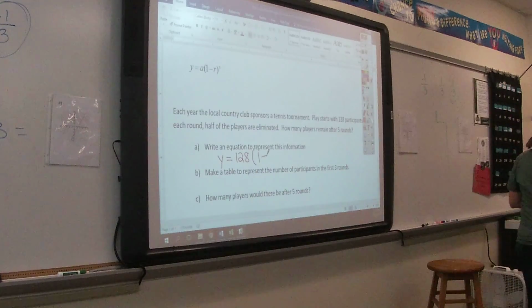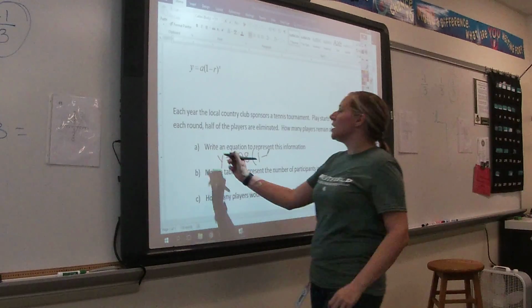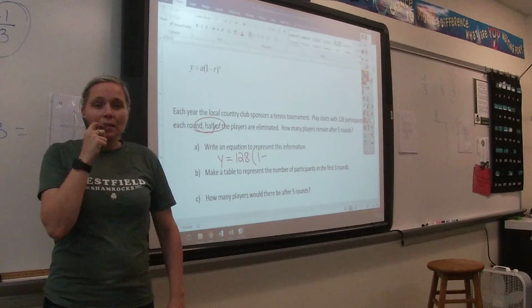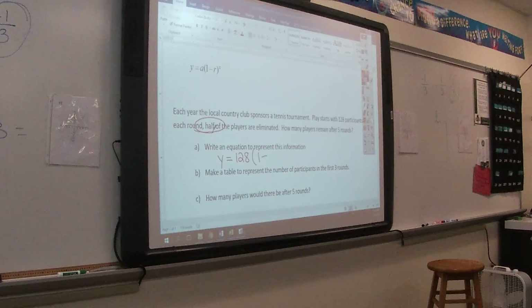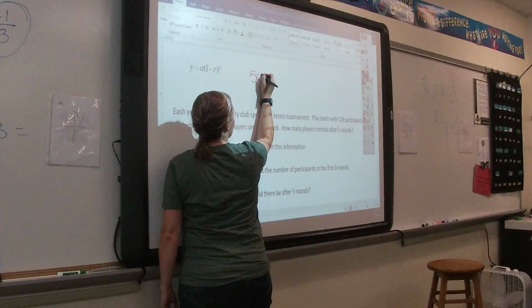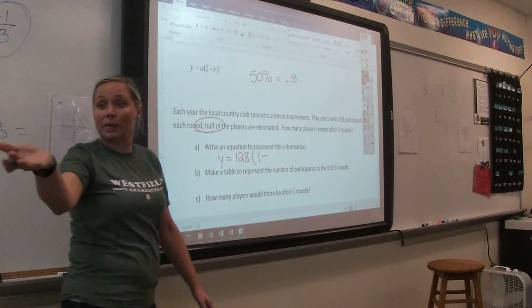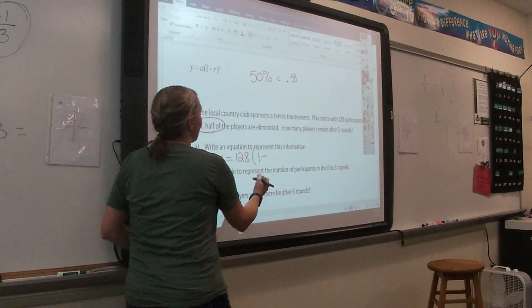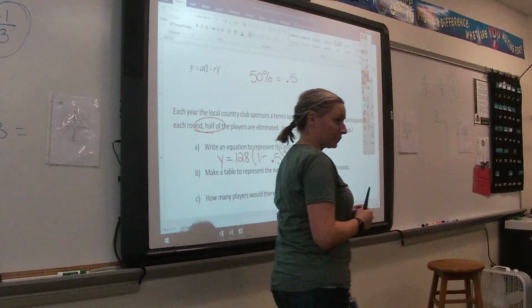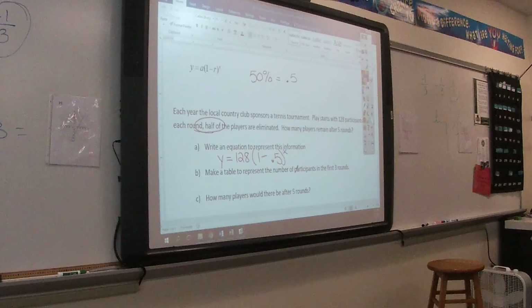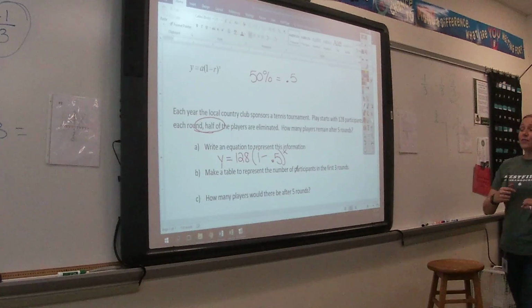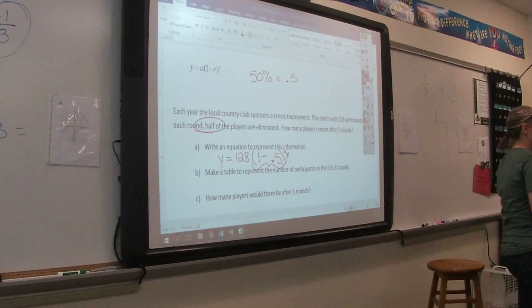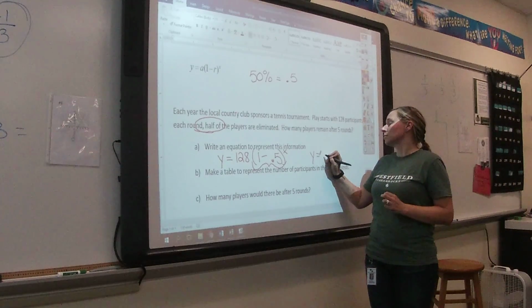So I'm doing 1 minus. Now here's a problem, because we don't see a percent in here, do we? No. So we have to use our brains a little bit. Right here it says each round, half of the players. So 50%. How do we represent half as a percent? 50%, which is 0.5, because it has to be in decimal form. So 0.5 is the one we want to plug in. That 0.5 is coming from 50%. So we want 1 minus 0.5. Just like we said before, we'll then simplify this. 1 minus 0.5 is what? 0.5.